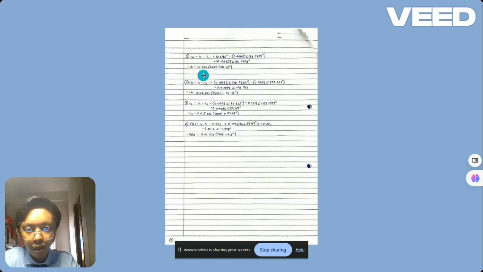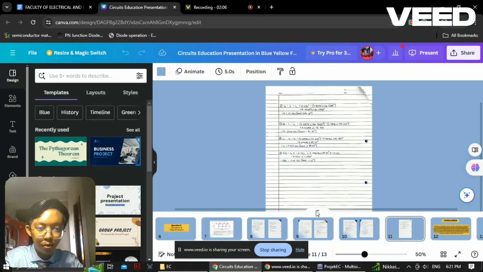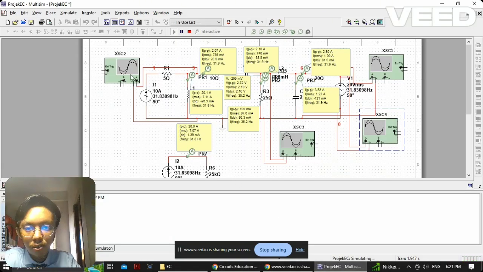We got IA is 10 cos of 200 omega t plus 84.28 degrees. So IB is 0.02 cos 200 omega t minus 91.72 degrees, and the IC is 0.015 cos 200 omega t plus 89.47 degrees. And lastly, the voltage for this is 0.01 cos 200 omega t minus 1.8 degrees. So we go to the summations. This is our summations.